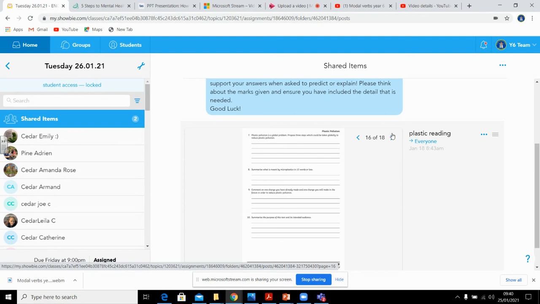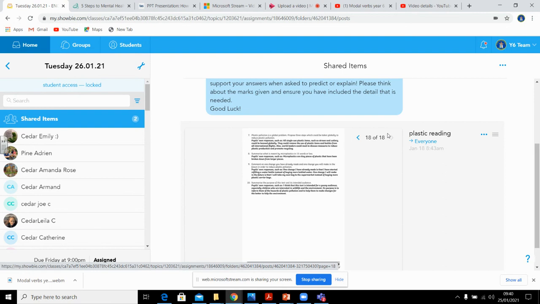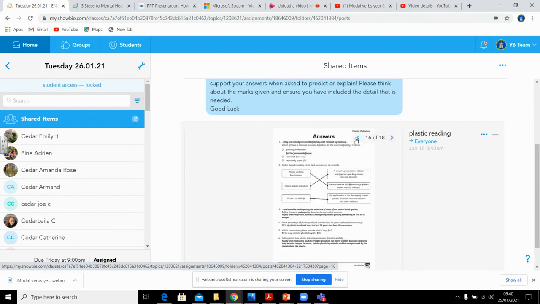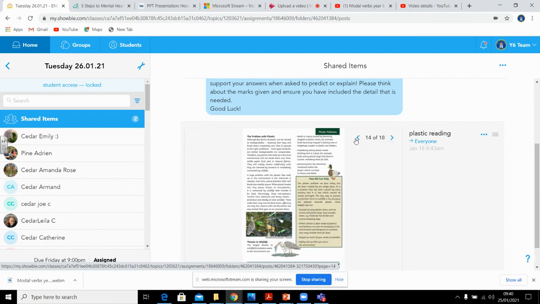Once you've completed the comprehension, you can then check your answers on pages 17 and 18. Hopefully that will give you a lot of information about plastic pollution, and it will also help you to think about the sort of reading questions that we normally cover, and that should help increase your understanding of how to answer those questions as well.